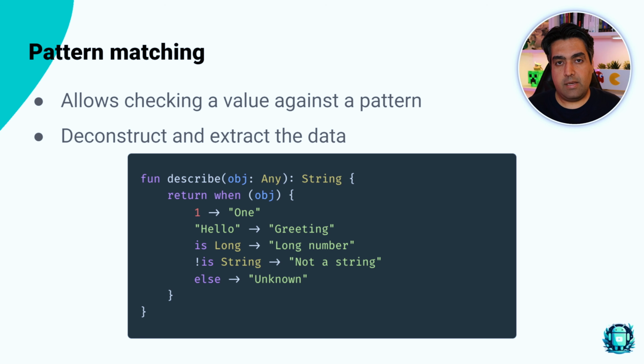While Kotlin doesn't have pattern matching like Haskell or Scala, it provides similar functionality using when expressions. In this example, the when expression checks the value of object against several patterns, and if the value matches a pattern, the corresponding block is executed. Patterns can be constants, data types, or conditions.